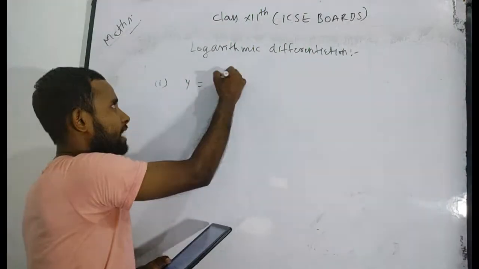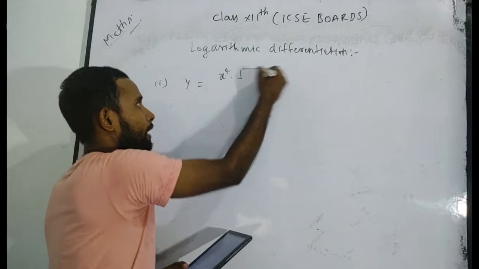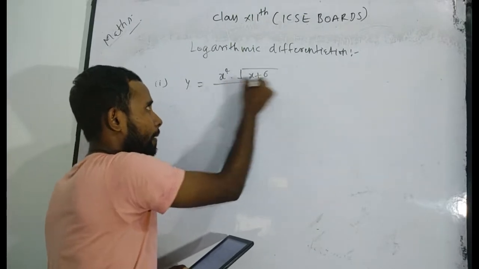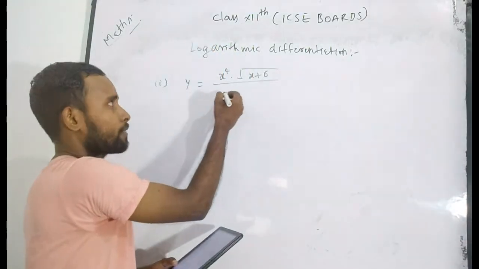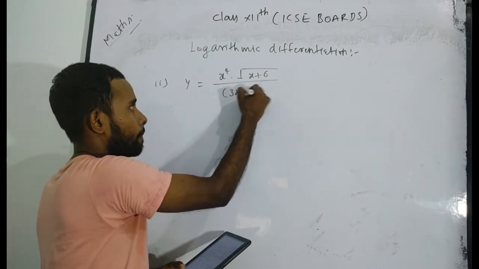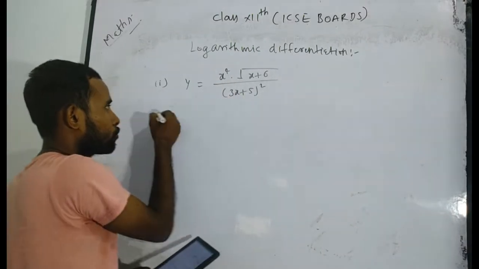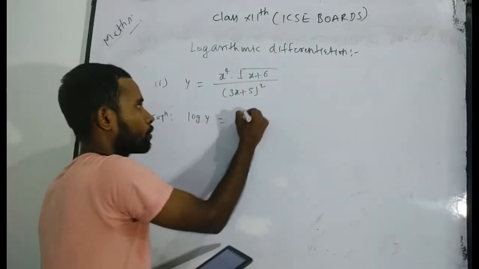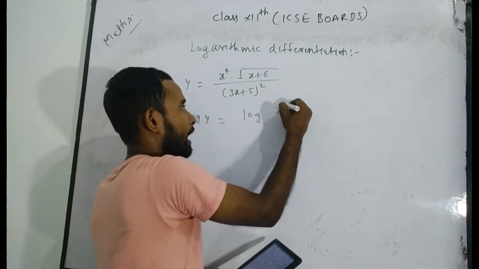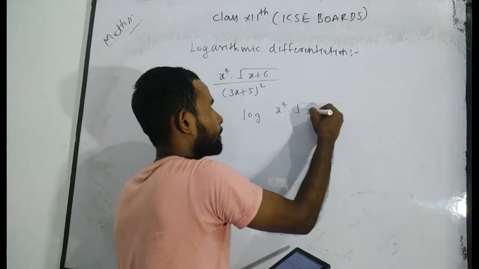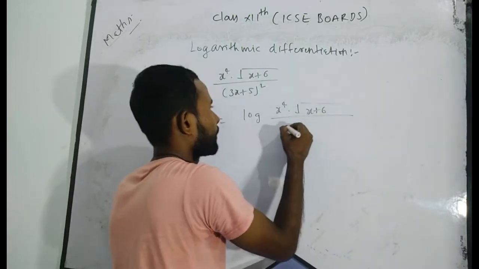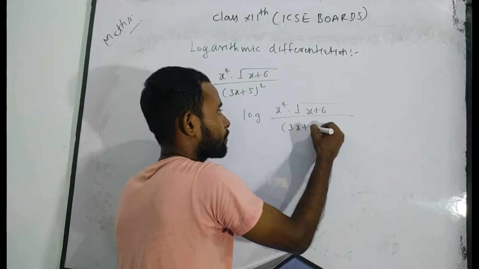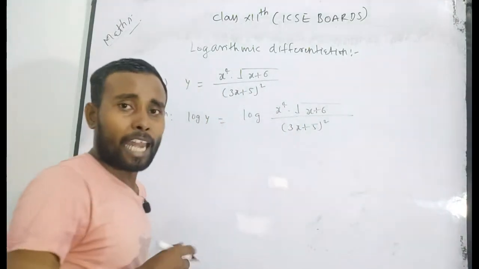y is equal to x to the power 4 into under root (x+6) divided by (3x+5) whole square. How can you solve? Simply, first we take log on both sides. It will be log y is equal to log of x to the power 4 into under root (x+6) divided by (3x+5) whole square. Now you have to simplify.